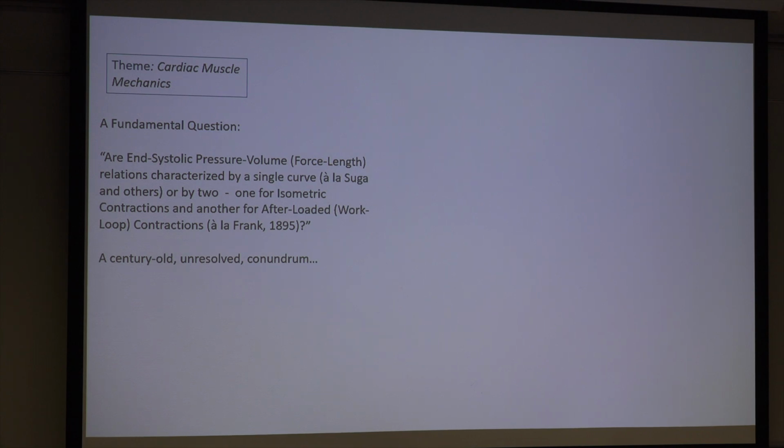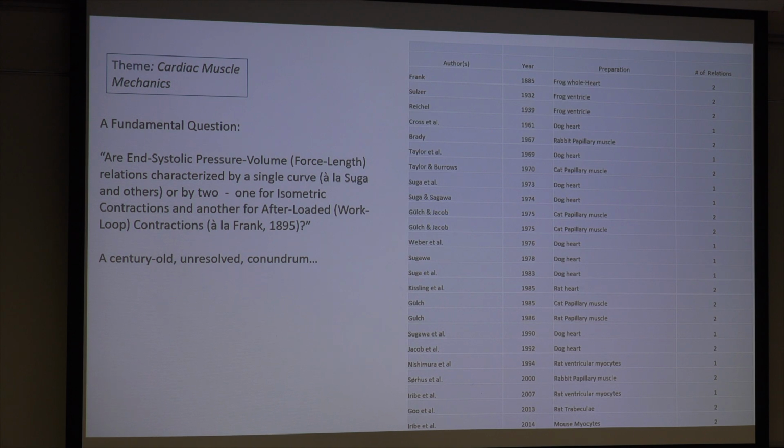So back in 1895, Otto Frank in Germany showed that there were two distinct end systolic pressure volume lines, one for isovolumetric contractions and one for afterloaded contractions. It's a century old unresolved conundrum. And a review of all the literature for people who have decided to test this once and for all, is it one or is it two, starting with Frank and coming up to much more recent times.